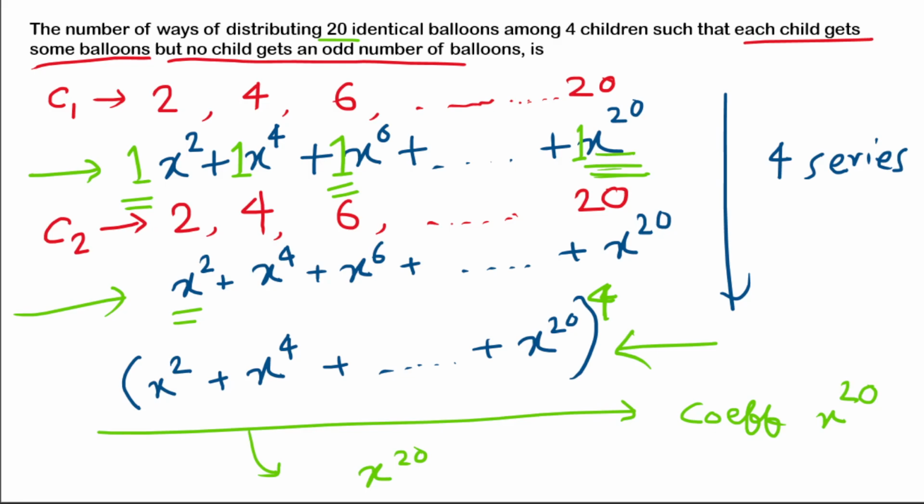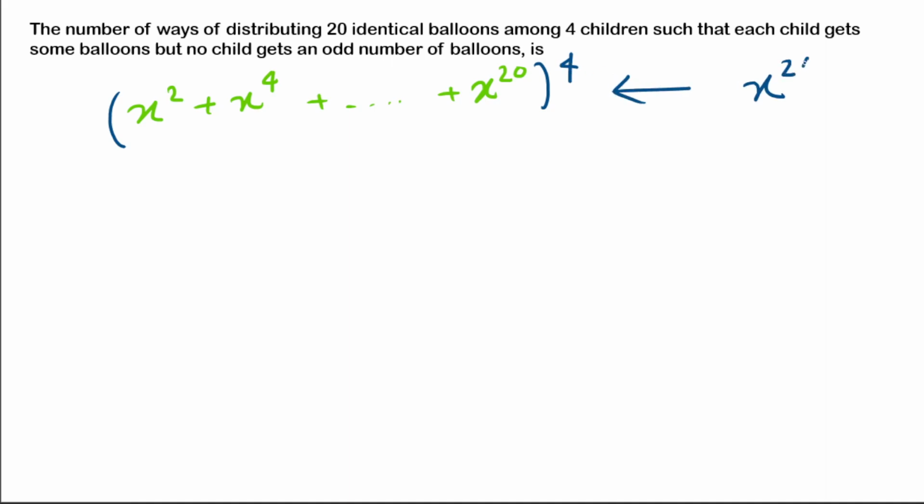Okay, moving forward. Now what we have is this term, x square, x to the power 4 till x to the power 20, and we have raised everything to the power 4. And what we have to find out is the coefficient of x to the power 20, right? So let us try to simplify this a little bit.